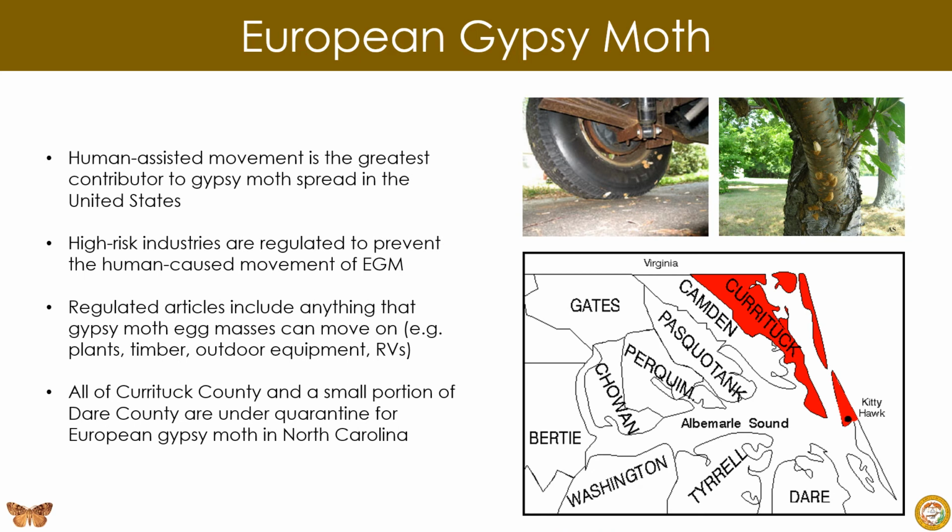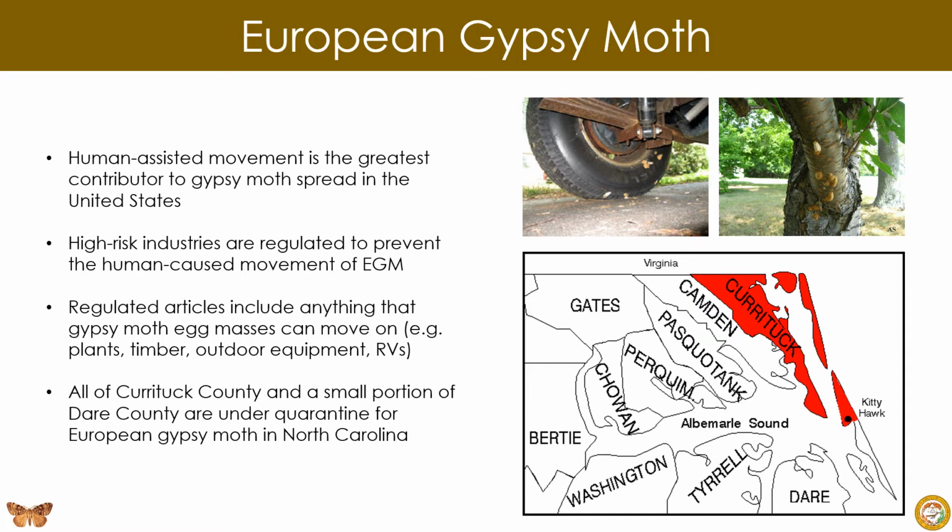Human-assisted movement is the greatest contributor to the spread of European gypsy moth in the United States. High-risk industries, such as timber, moving companies, and nurseries, are regulated to prevent human-caused movement of gypsy moth. Regulated articles include the gypsy moth in any stage of development, trees with roots, and shrubs with roots and persistent woody stems, except if greenhouse grown throughout the year.